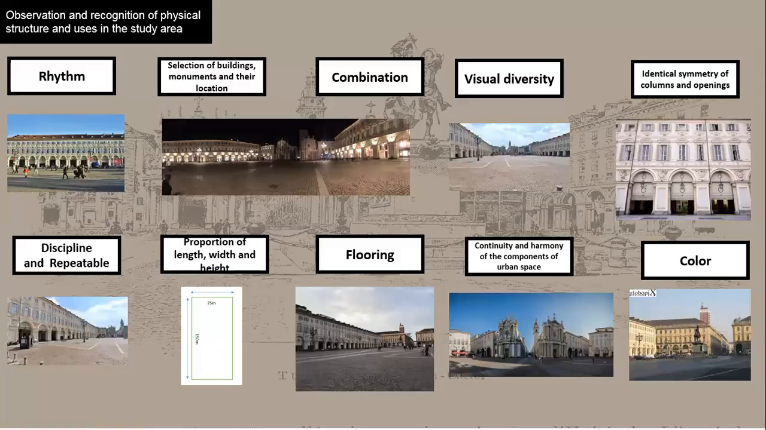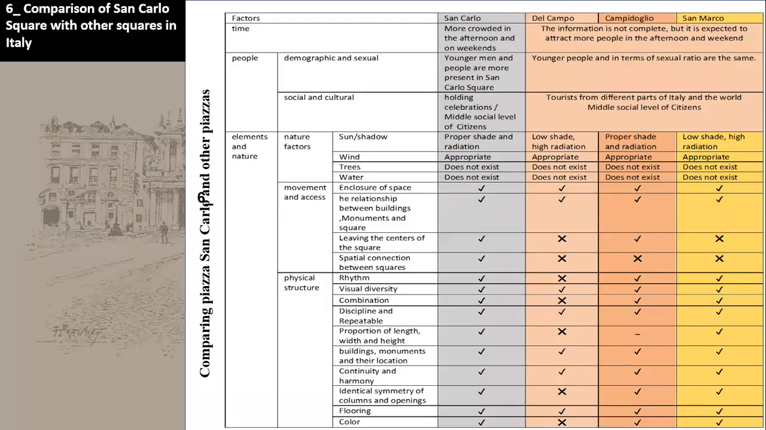Okay, if you want to compare San Carlo square with the three other squares in Italy, we mentioned four factors: time, people, elements, and nature. For the time factor, Piazza San Carlo is more crowded in the evening and at the weekend. But for the three others, the information is not complete for us, but it's expected that they are more crowded in the afternoon and at the weekend.